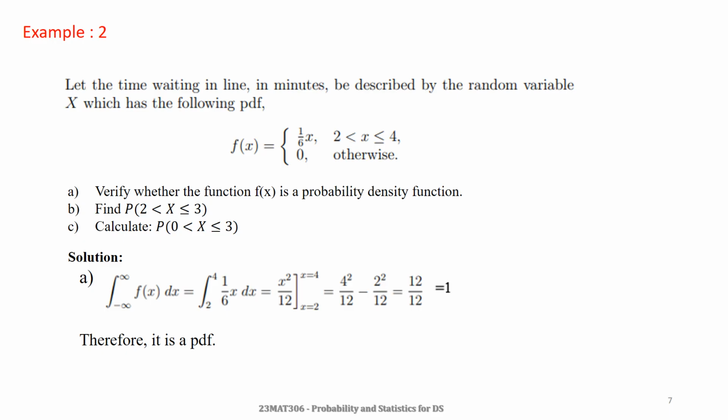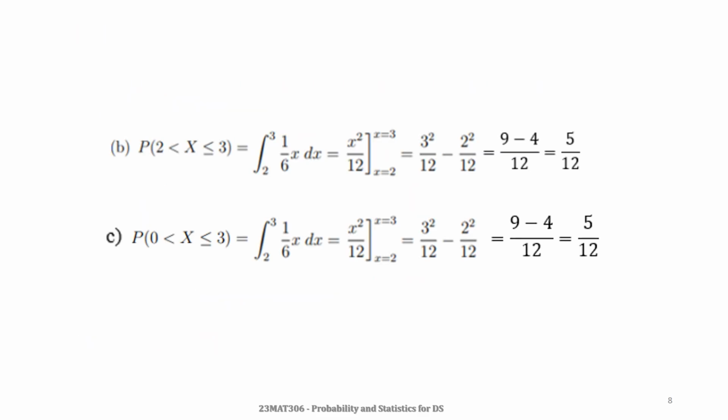So in option A, the integral from minus infinity to plus infinity of f of x dx, with the limit given as 2 to 4, f of x is 1 by 6 x into dx. So when we integrate, we find the value to be 1, and therefore it is a probability density function. To check whether a function is a valid PDF, two conditions must be satisfied. The first, the function must always be greater than or equal to 0. Second, the total area under the curve must be equal to 1. So if both the conditions are satisfied, then it is a valid probability density function.